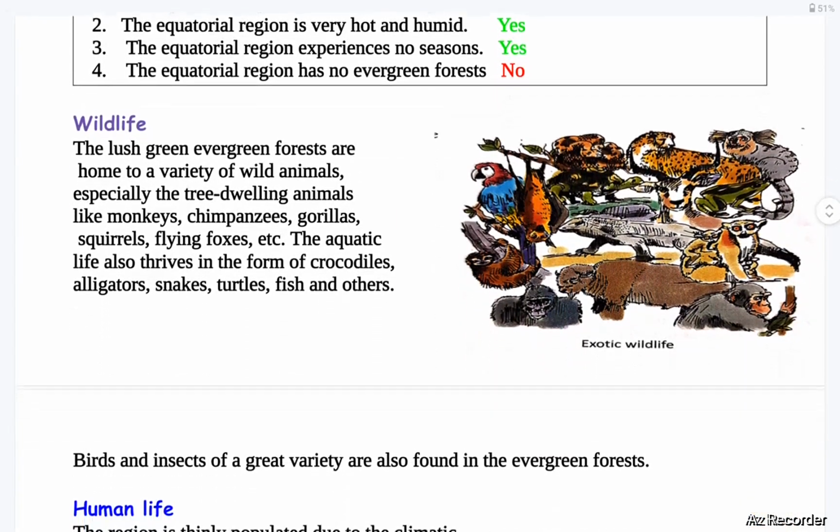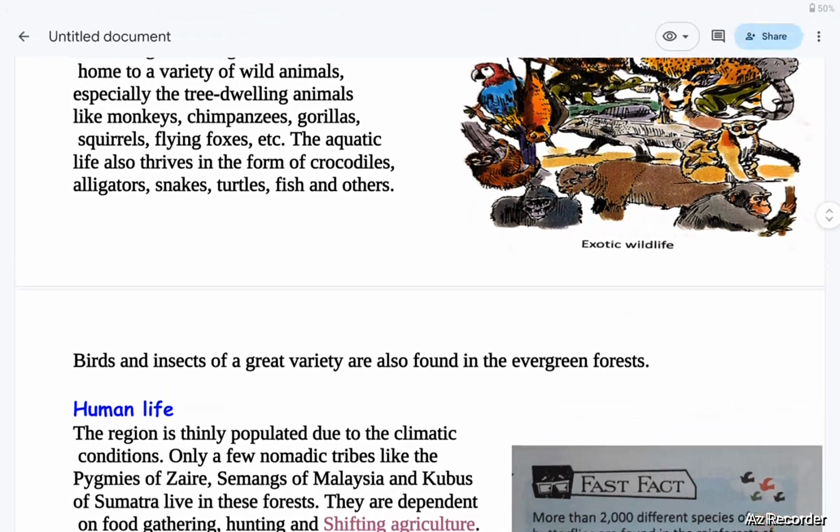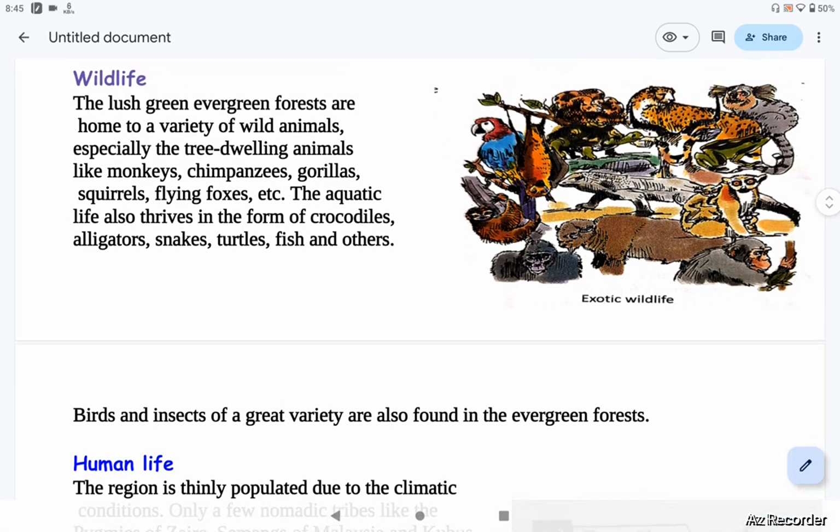Wildlife. The lush green evergreen forests are home to a variety of wild animals, especially the tree-dwelling animals like monkeys, chimpanzees, gorillas, squirrels, flying foxes, etc. The aquatic life also thrives in the form of crocodiles, alligators, snakes, turtles, fish, and others. So there is a picture of exotic wildlife.